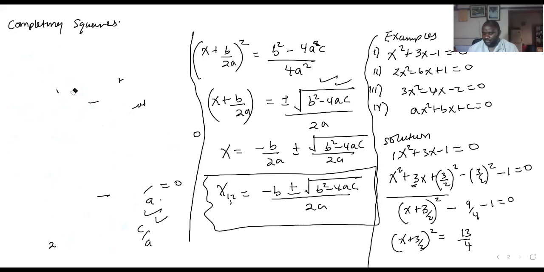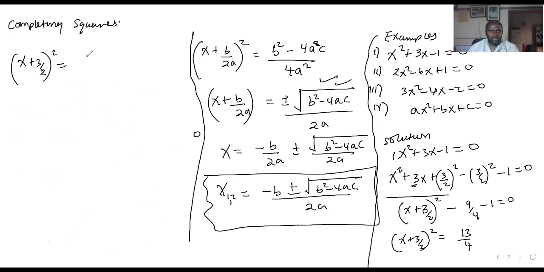But to make x the subject, you will have to get the square root on both what? On both sides. And when you get a square root, you get a positive and negative. So x plus 3 over 2 is actually plus or minus root of 13 over 4. So our x is equal to negative 3 over 2 plus or minus root of 13 over 4. So can we get x1?